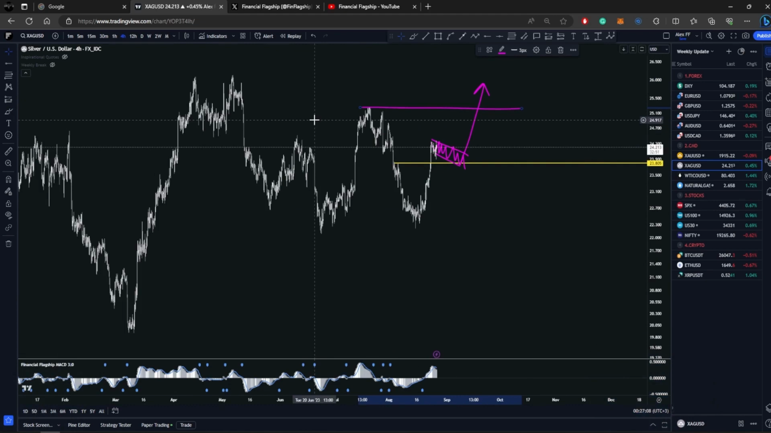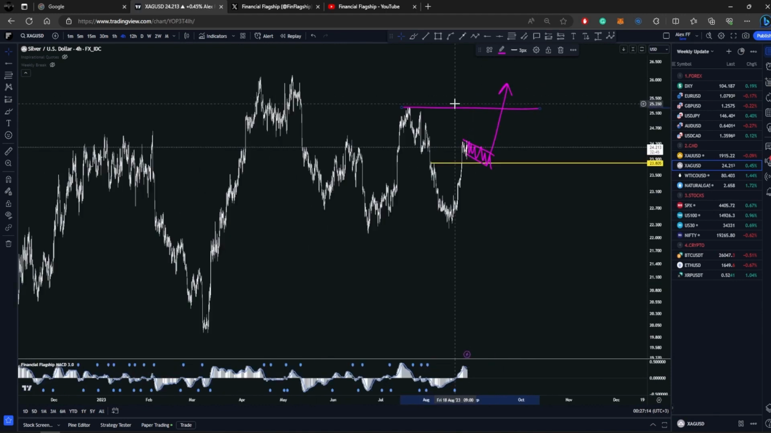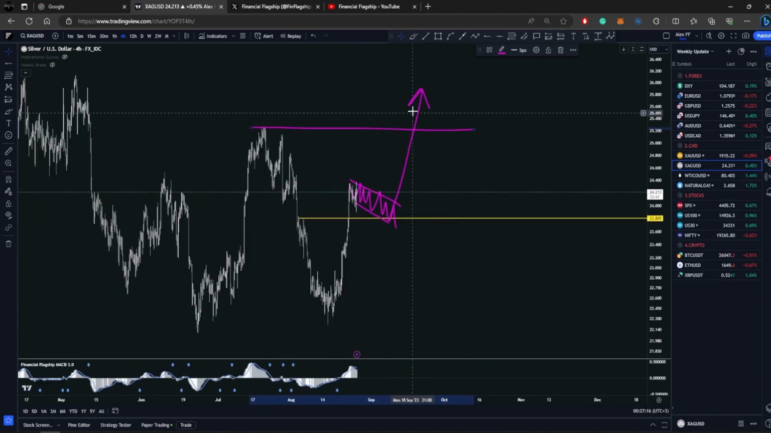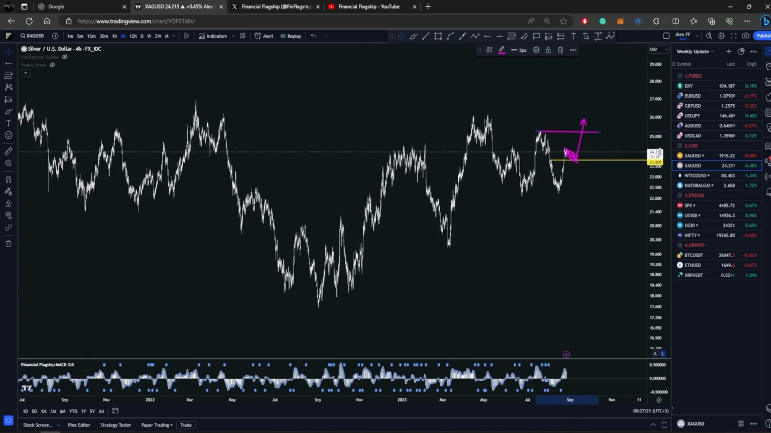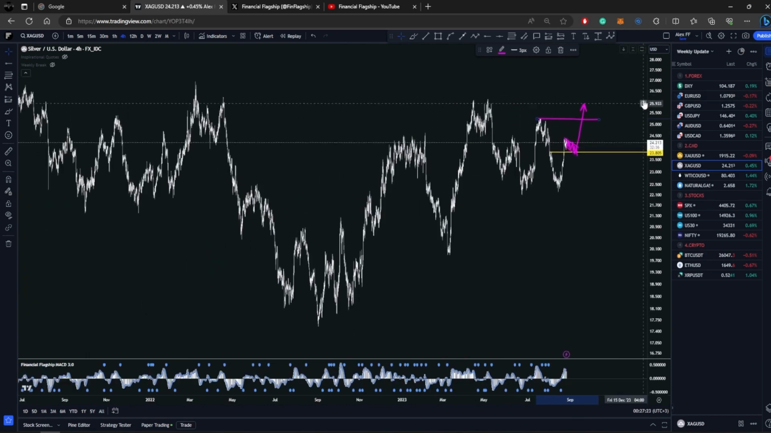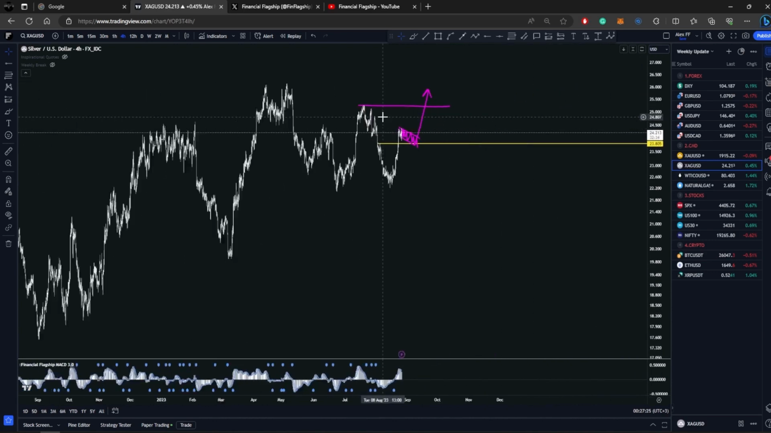I'm expecting it to go to the 27, 28, even $30 level in the medium to long term. So keep your eyes out for this setup. If this unfolds, don't miss it. It might be the trade of the week. We can get a lot of pips here, close to 300, 400 pips if we're lucky, but let's wait and see.